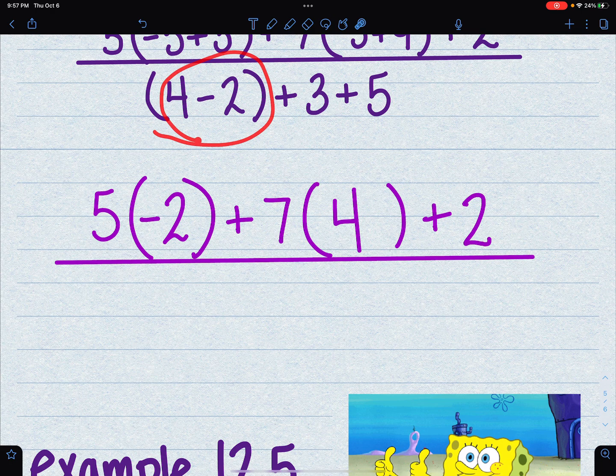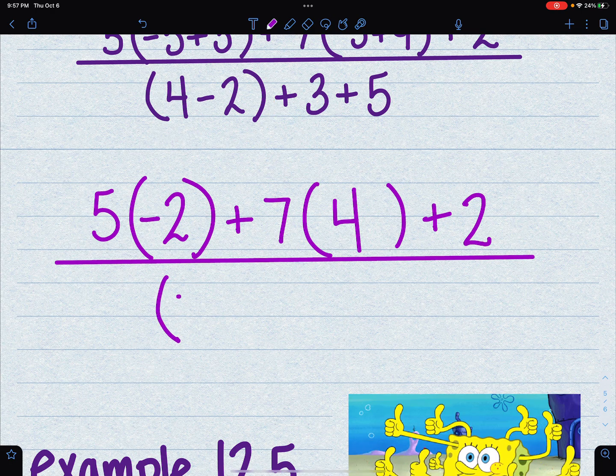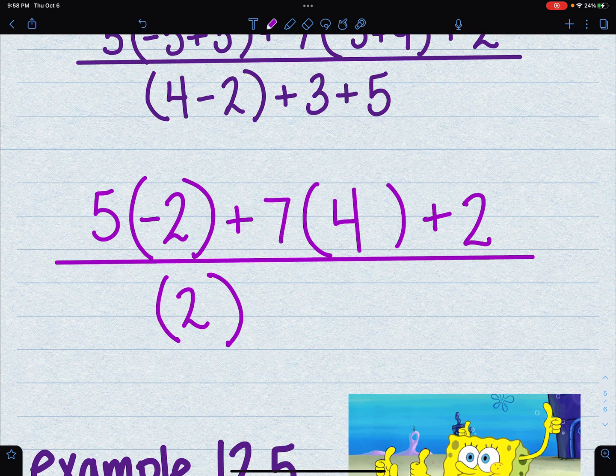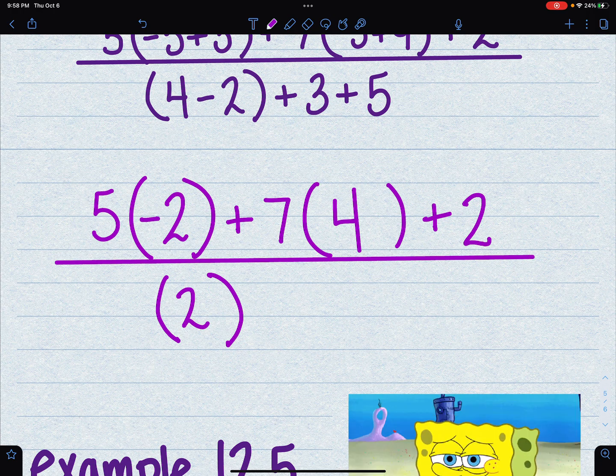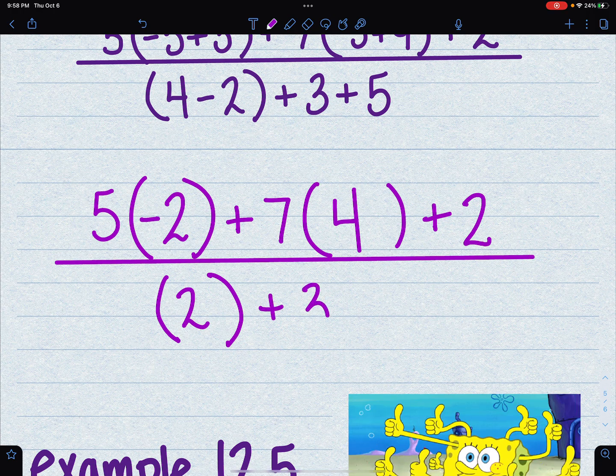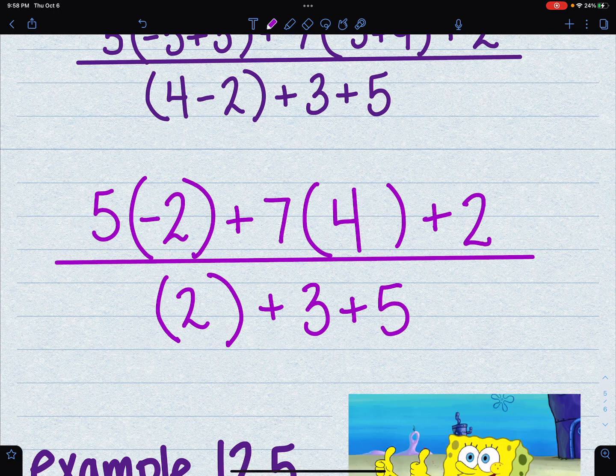4 minus 2, that simplifies to 2. Come on, 4 minus 2, we're not in preschool. Come on, give us something hard. 2 plus 3 plus 5. Okay, I'm just bringing it down right now.